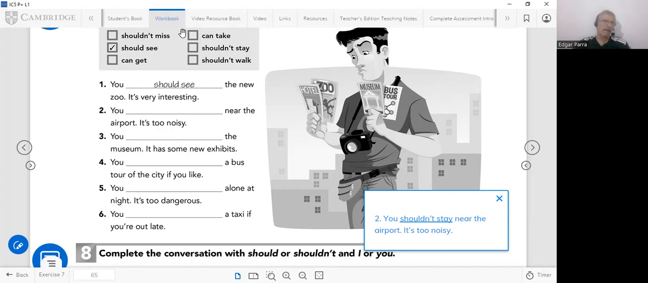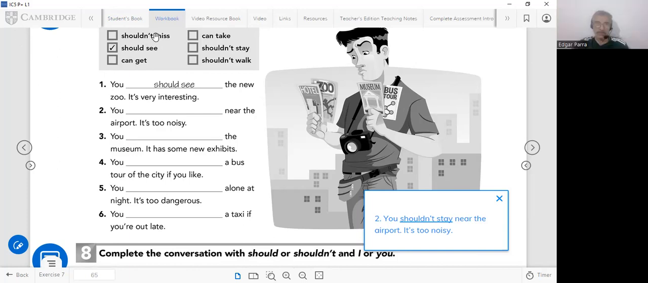For example, Gabo is missing the class today. Jessica is missing the class today, right? And Beatriz, Betty, is missing the class today. They shouldn't miss the class, because if they miss the class, what is going to happen in the future? They will not answer the quizzes.